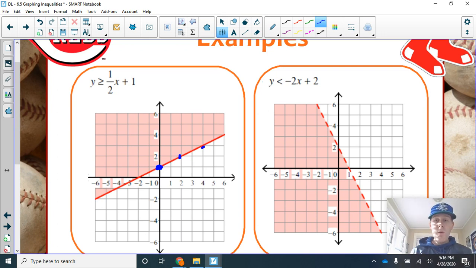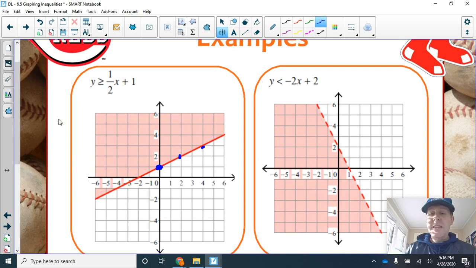Now, we have to decide 2 things. First of all, do we use a solid or a dashed line? And then do we shade above or below this line? So if you look at the inequality here, it was y is greater than or equal to. Since it's or equal to, that's what causes us to draw a solid line. I used to hear Mr. Colangelo say this, but if you see a line, draw a line. That was his little catchphrase. So I see a line in my inequality symbol, so I'm going to draw a solid line for my graph.